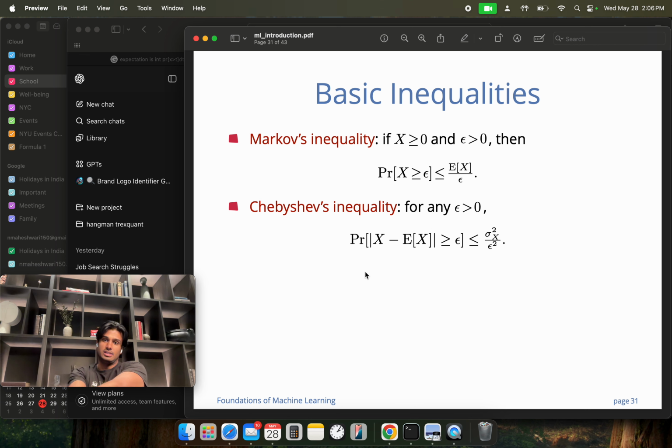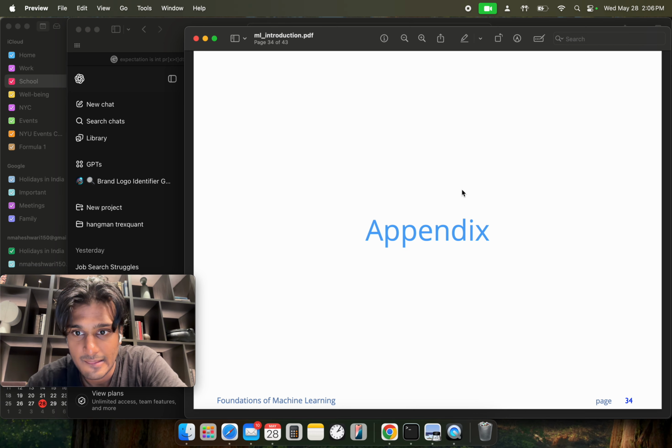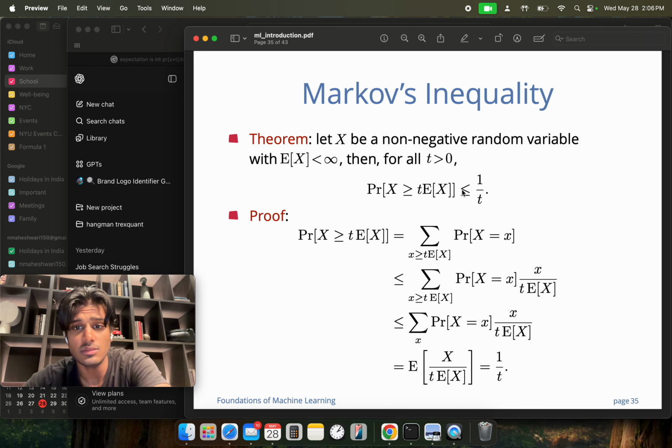Markov's inequality says that when X is positive and epsilon is positive, the probability that X is greater than epsilon is less than the expectation of X divided by epsilon. Why? Let's look at this.